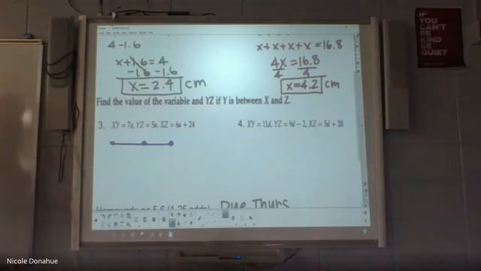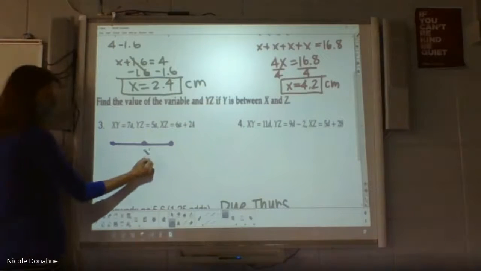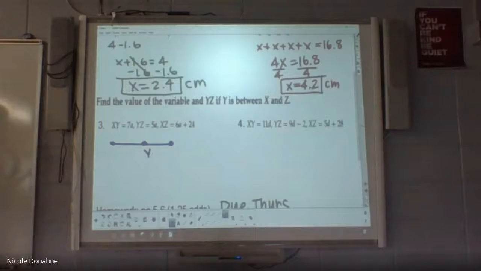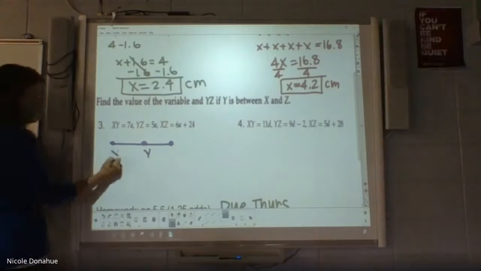What should I call these dots? What order do I have to call them? Where do they have to go? One of them has to go in a particular spot. Y has to be what? In the middle. It doesn't have to be exactly in the middle, but it just has to be between the other 2. So then these are X and Z.